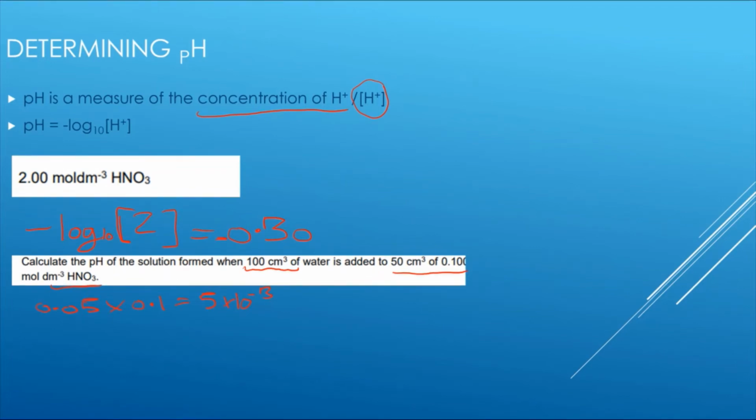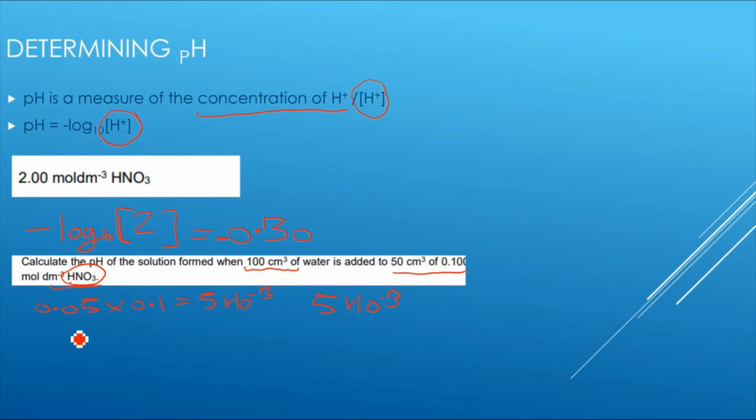So I know that because HNO3 is a strong acid, it will fully dissociate. So what this means is, we have 5 times 10 to the power of minus 3 moles of HNO3, so all of this would dissociate into H plus and NO3 minus. So that means that the moles of our H plus will also be 5 times 10 to the power of minus 3. I don't mean the concentration, I mean the moles. So that's the moles of HNO3. So now we need to work out the concentration of it, because remember that we need to work out the concentration in order to work out the pH.